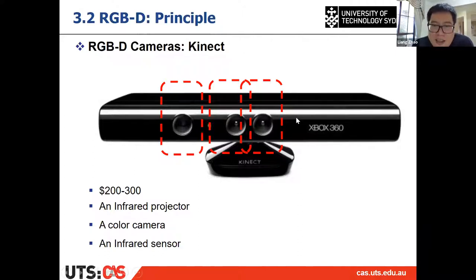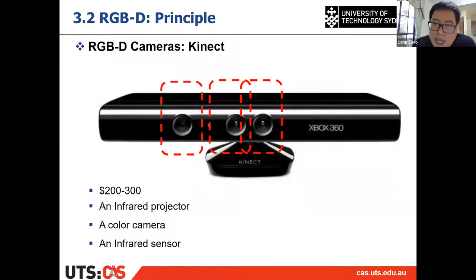This is the first version of Kinect. As you can see, there are three sensors there. The sensor on the left is an infrared projector. You can't see it because it's infrared, but it projects some patterns out. On the right is an infrared camera, which can capture the projected infrared pattern from the projector. And in the middle is a normal RGB camera.